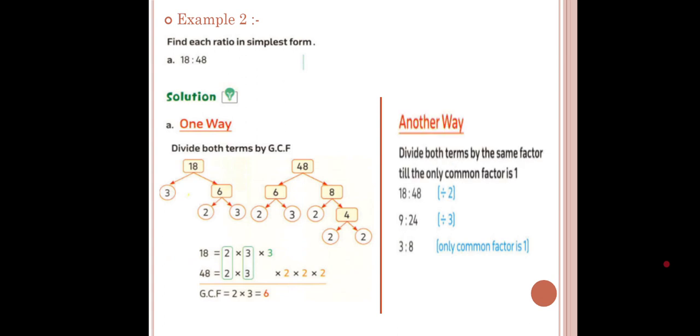Another solution: 18 is even and 48 is even, so I can divide both terms by 2, which gives 9 to 24. Then divided by 3: 9 divided by 3 is 3, and 24 divided by 3 is 8. So 3 to 8. The only common factor is 1.